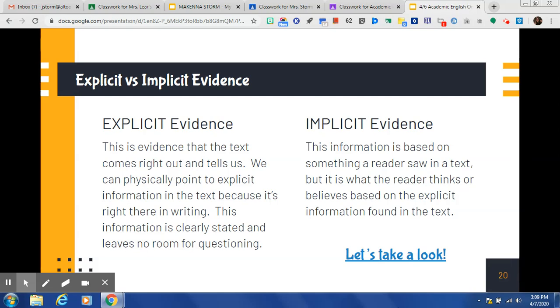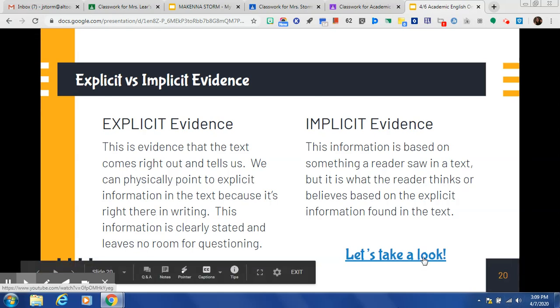Implicit evidence is the information where we draw our own conclusions and make our own inferences based on the explicit evidence that's given to us by the author. So this is where you read in between the lines and find that other evidence that the explicit evidence points to, but it is implicit because you are inferring. So let's take a look at a video that explains this a little further.